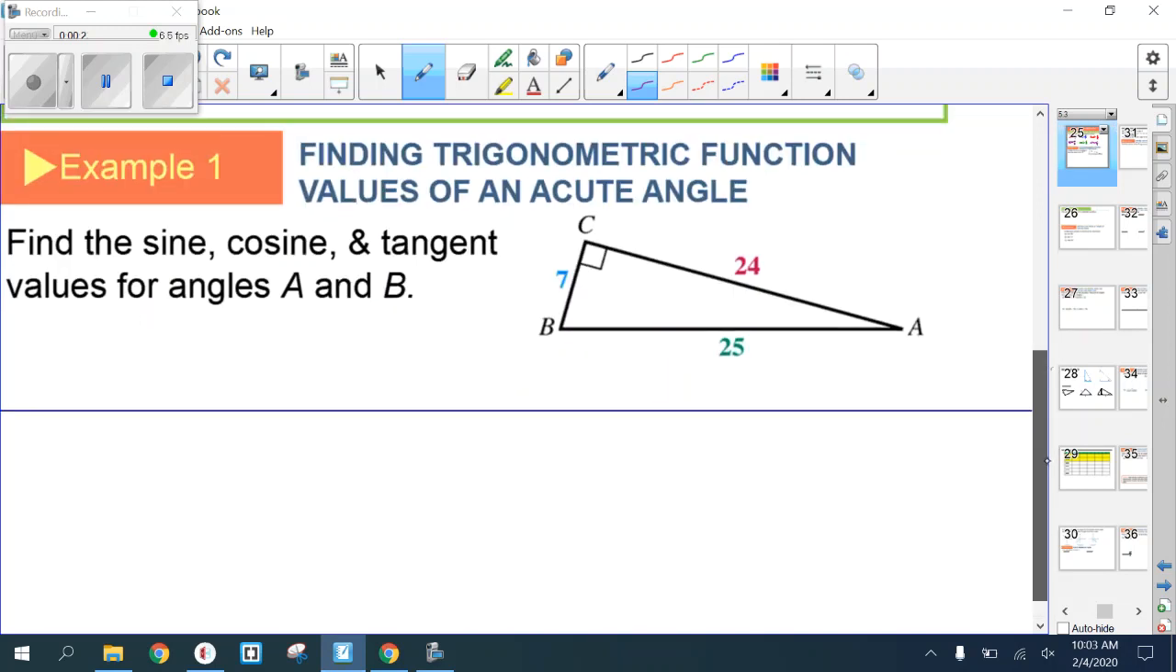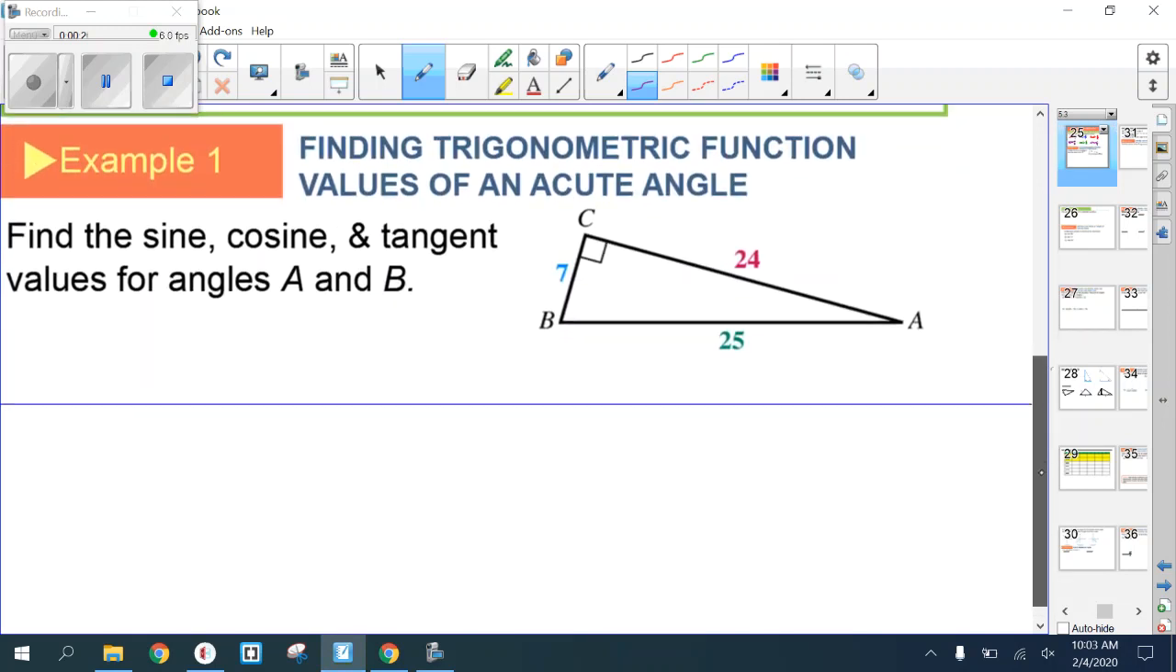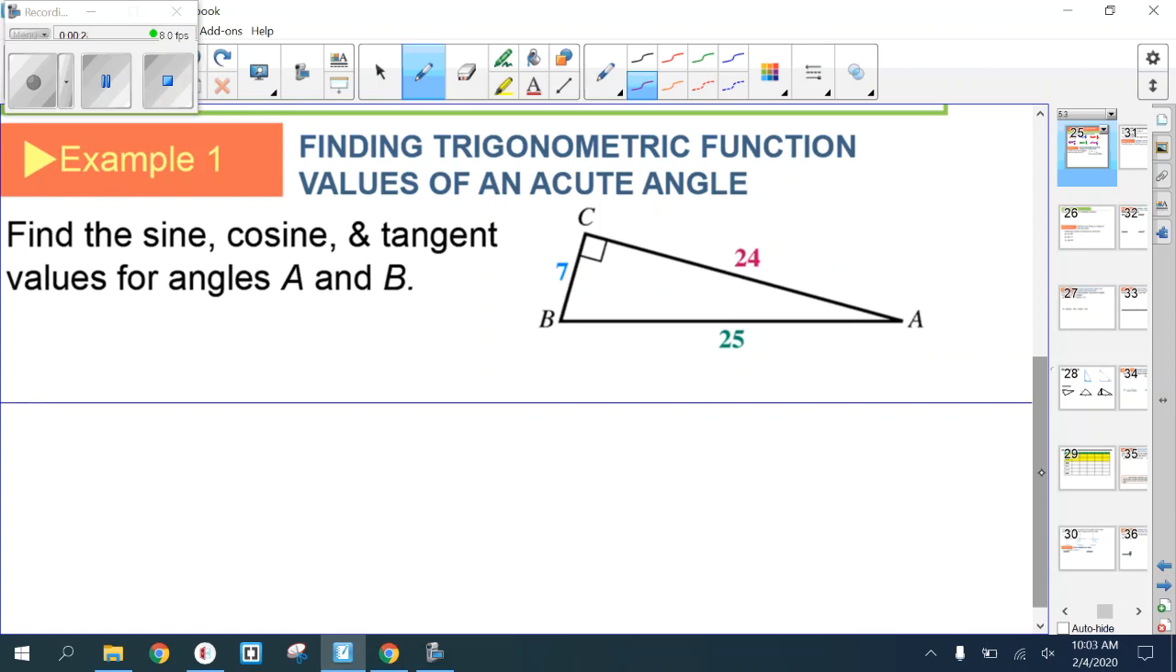Now example 1, it kind of uses the trig ratios, but since it's off in space, it's really more of a SOHCAHTOA question. So on this one, you would probably want to go back in time to geometry and remember your SOHCAHTOA.